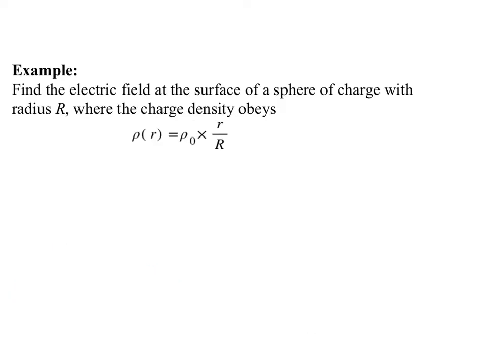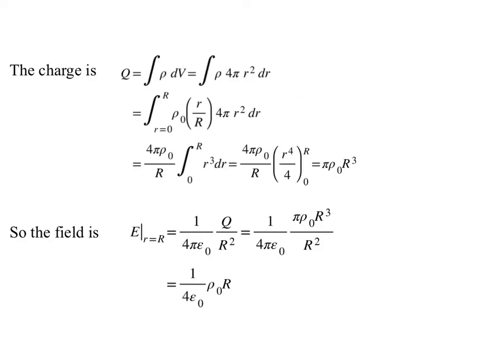Alright, for example, find the electric field at the surface of a sphere of charge of radius R, where the charge density is some initial density times the fraction of the distance we are from the center. So notice that means there's almost no charge at the center and a lot of charge really near the surface. The total charge has to obey that the charge is the integral of the density times the volume. The volume element is 4 pi r squared dr. That's the area of a sphere of radius r as we then grow it into a space dr wide.